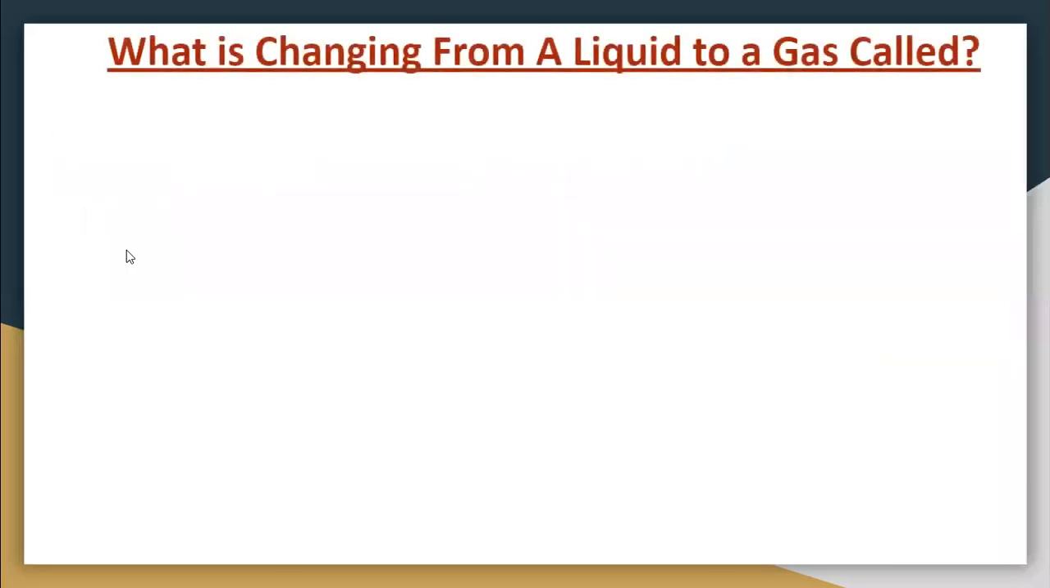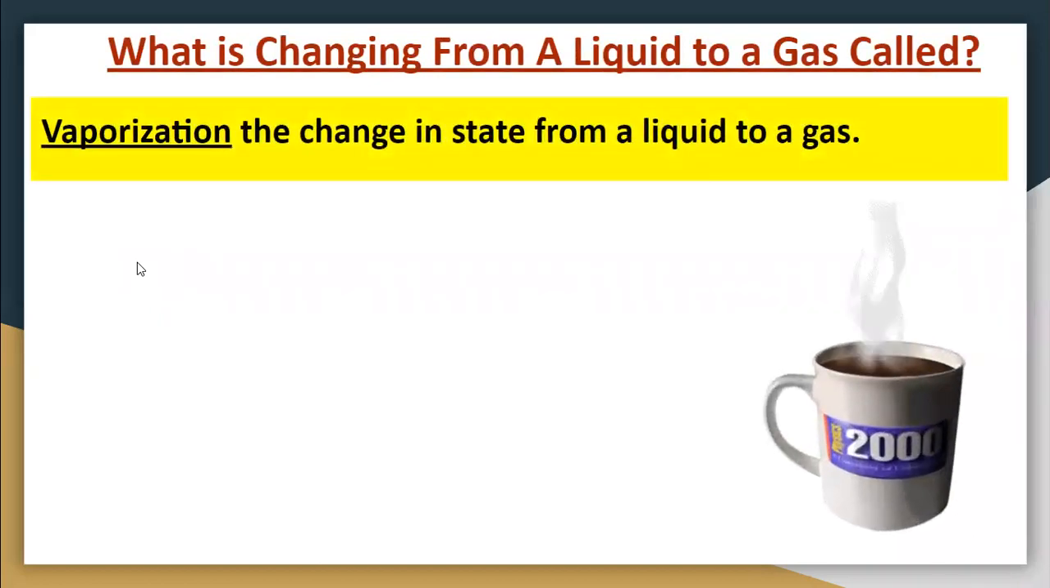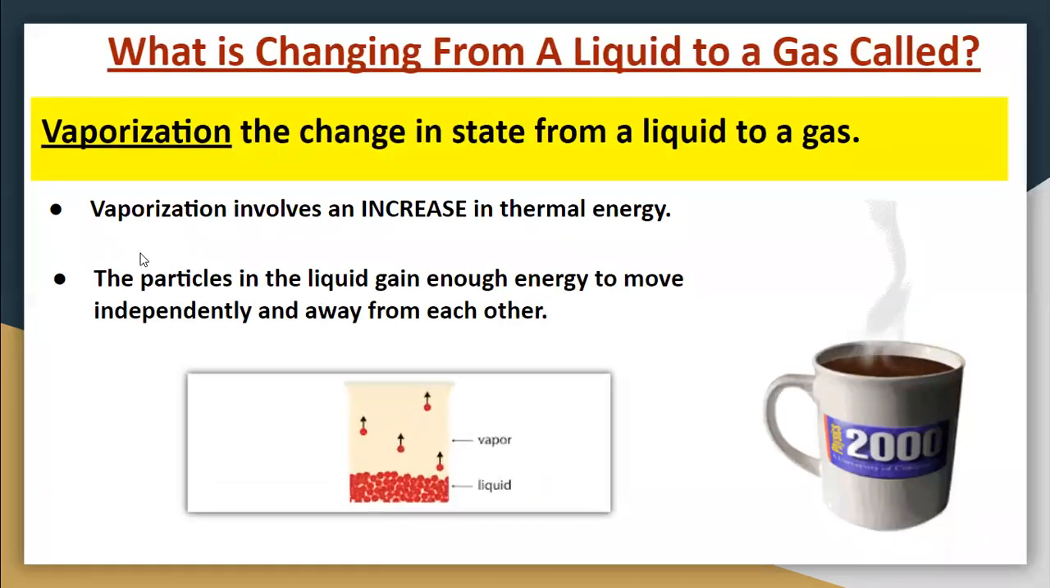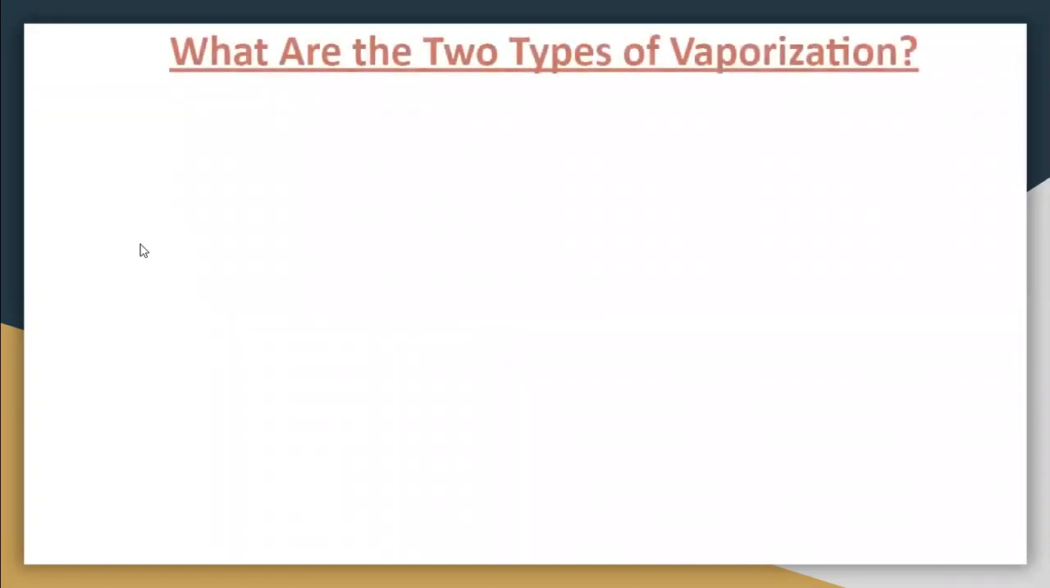What is changing from a liquid to a gas called? Vaporization. That's the change in state from a liquid to a gas. Vaporization involves an increase in thermal energy. The particles in the liquid gain enough energy to move independently and away from each other. They break free.